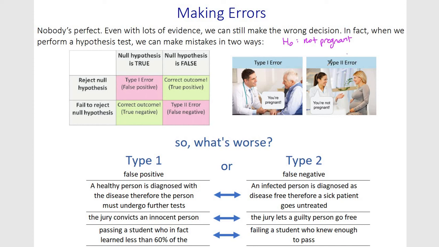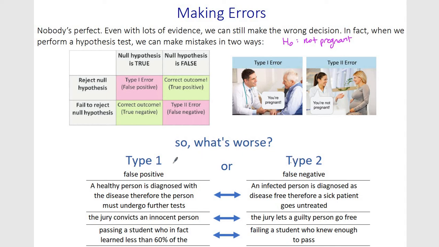A type 2 error is when the null hypothesis is false, therefore she's pregnant, but you say that she's not. Looking at her stomach, she's even holding it like a baby. I just thought it was funny.